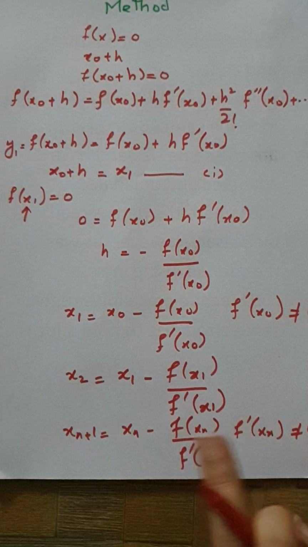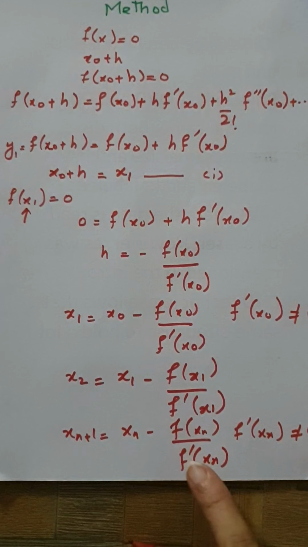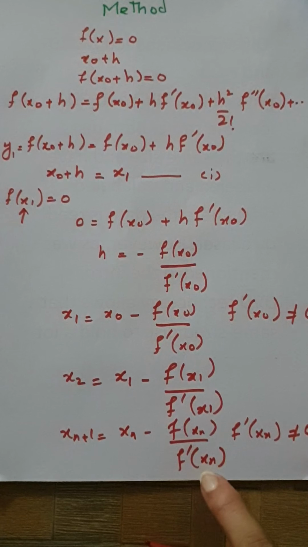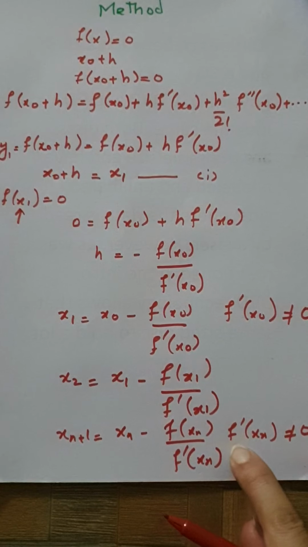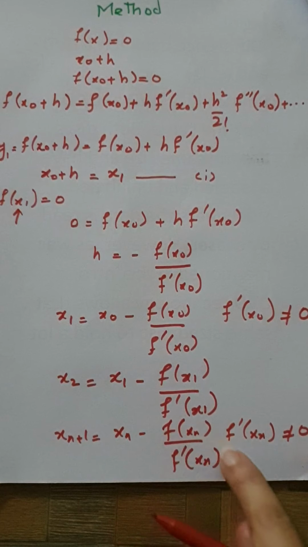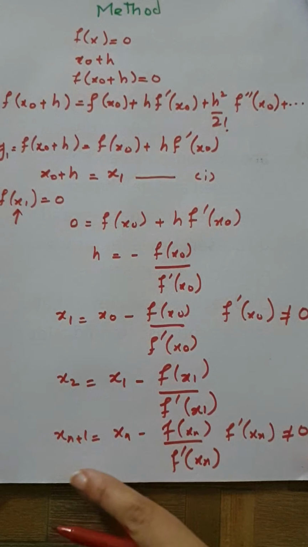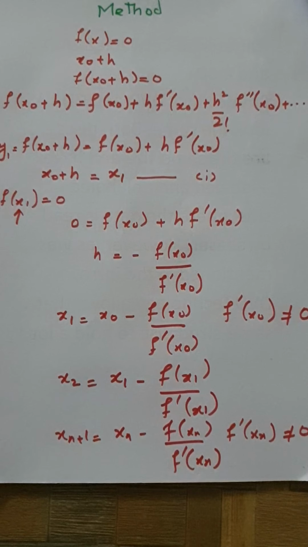Starting with the initial guess x of n, you will have to evaluate the function at that point, and you will have to calculate the derivative of the function at that point as well. The condition of this method for convergence is that its derivative at that point shouldn't be equal to 0. Otherwise, we cannot get the approximated value of the root of the equation. So that was the first approach for deriving the formula of the Newton-Raphson method.